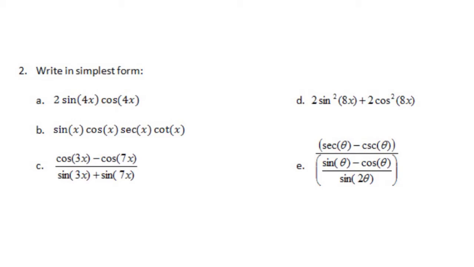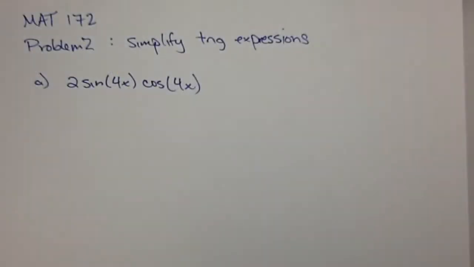Hey guys, welcome back. This is Math 172. We're working on a review for the final exam. This is problem 2 from your lab manual, and we're going to do an assortment, or a selection, I should say, of the problems there. The objective here is to simplify trig expressions. Since we don't have equations we're not solving, we're just trying to condense things down into their simplest form.